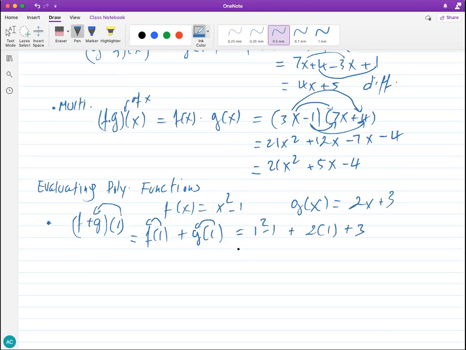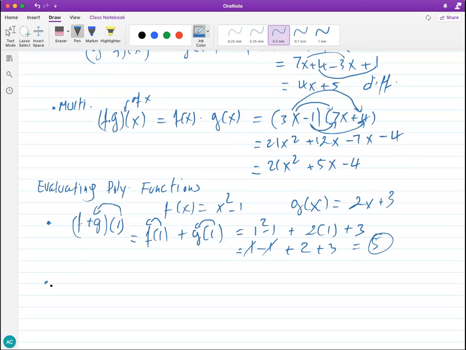Just simplify and add. So let's simplify this expression using PEMDAS. 1 to the second is 1, minus 1 plus 2 times 1 is 2 plus 3. This cancels, so this will be 5. That's the answer to this one. f plus g of 1 is basically 5.